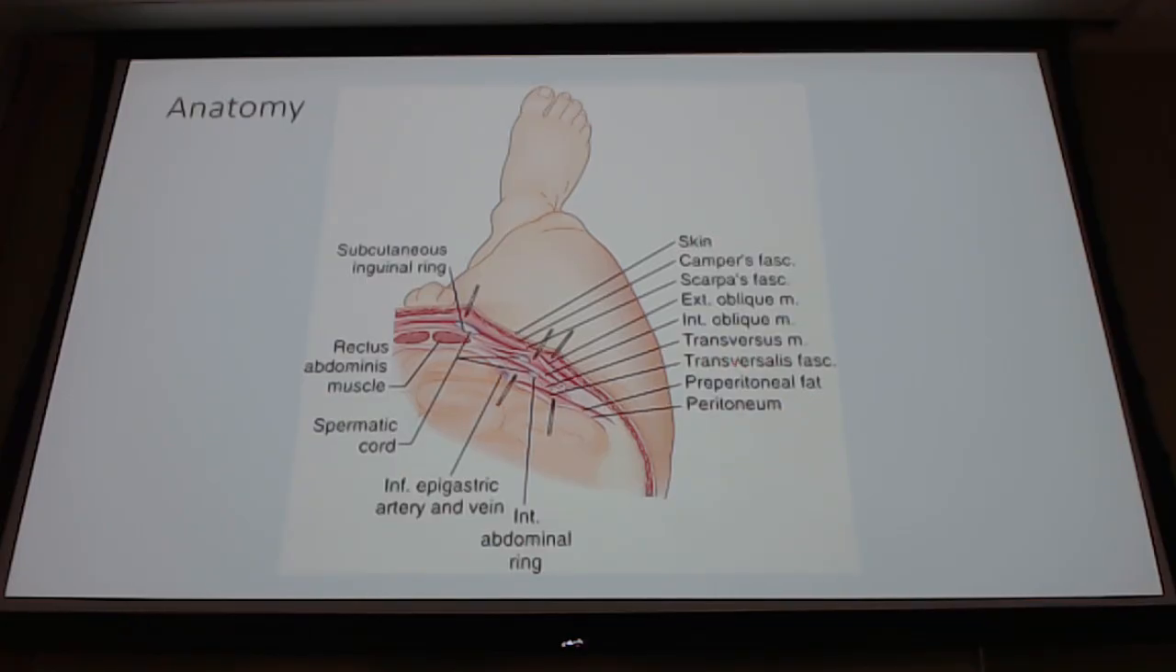External oblique, internal oblique, then you have the transversus. If it's above the belly button, you have that transversus fascia behind it. Peritoneal patch, then peritoneal. So again, just a different view of those layers.